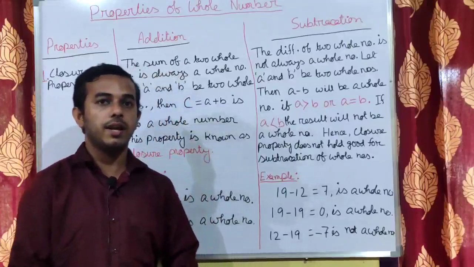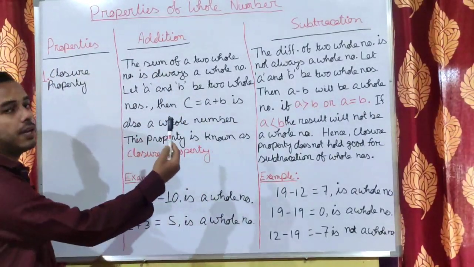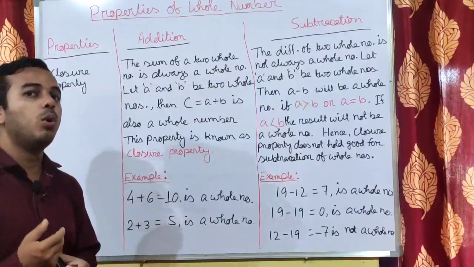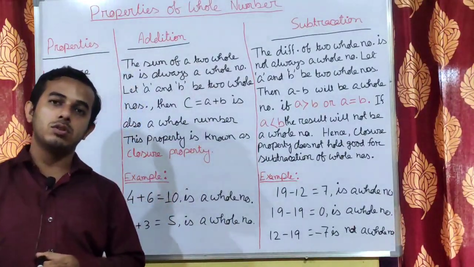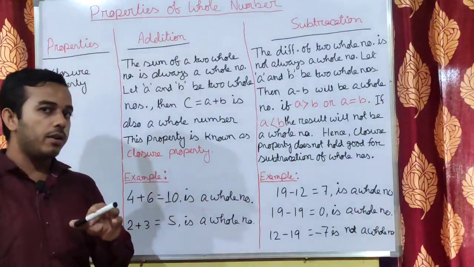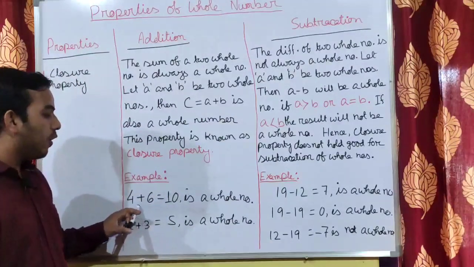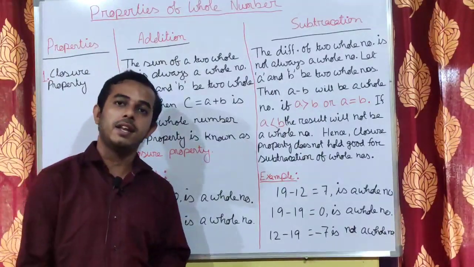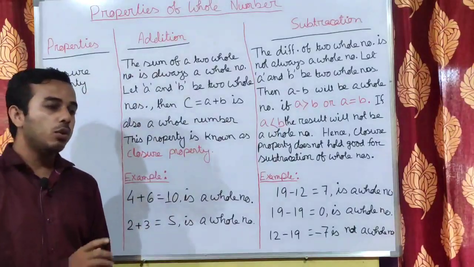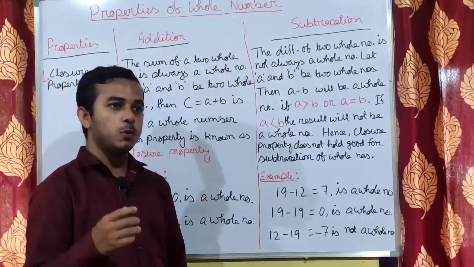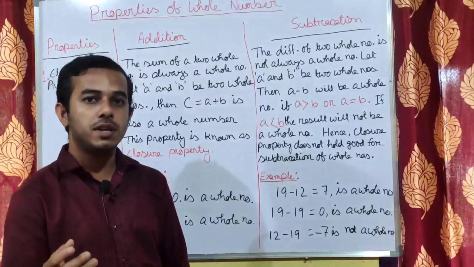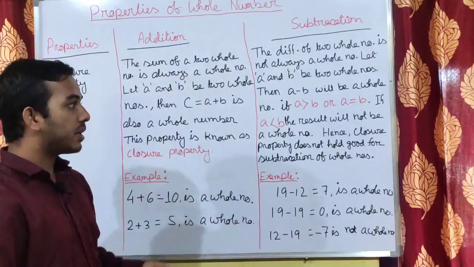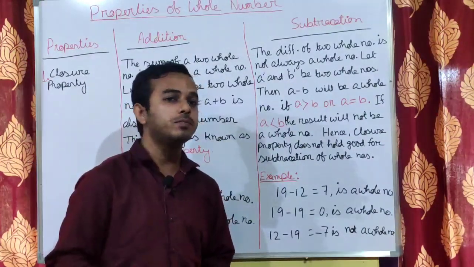So let us recall again the closure properties of both addition and subtraction. In addition, what happens? When we add two whole numbers, the result is also a whole number. For example, here we have taken what? 4 plus 6. 4 is a whole number, 6 is also a whole number. The result is what? 10. 10 is also a whole number, right? You cannot find any two whole numbers such that when you add them, the result will be negative. It is impossible, right?